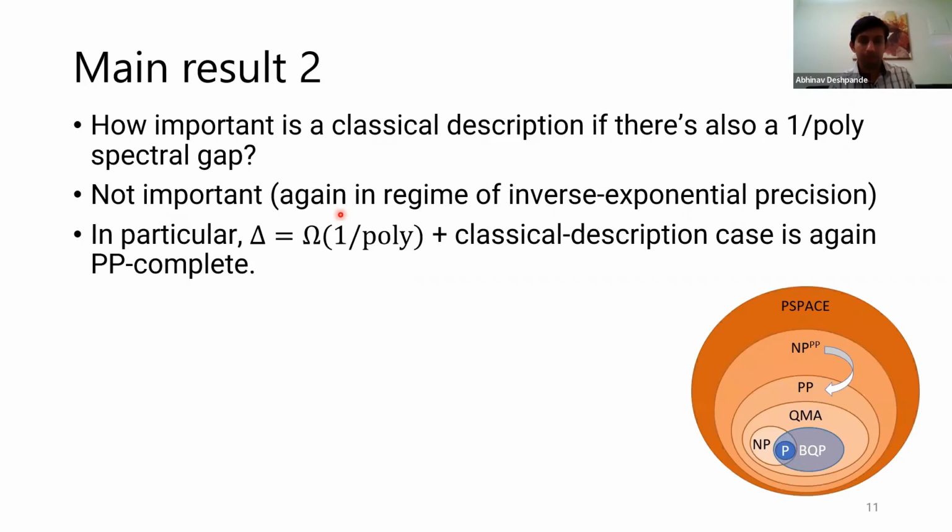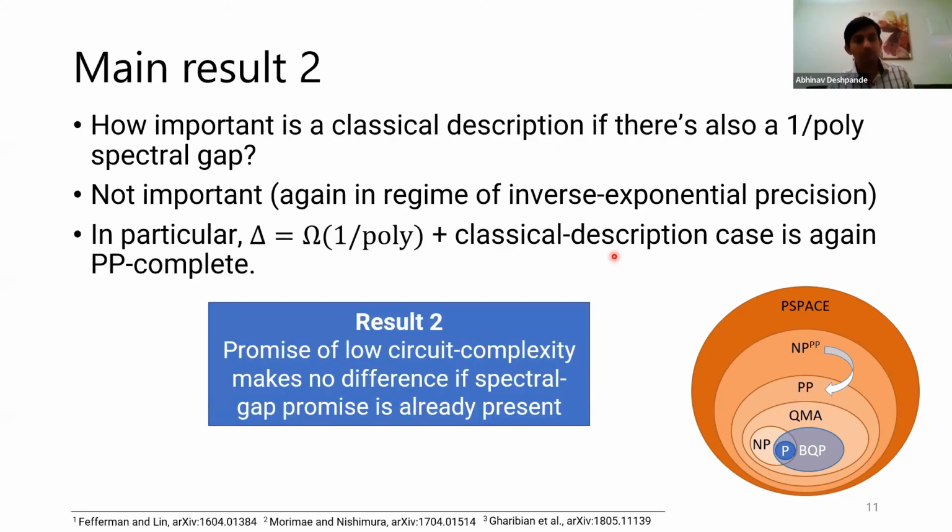So in other words, if you have an inverse polynomial spectral gap and you have a classical description, the problem again is PP complete. So again, to phrase it another way, this extra promise of low circuit complexity made no difference if you already had a spectral gap.